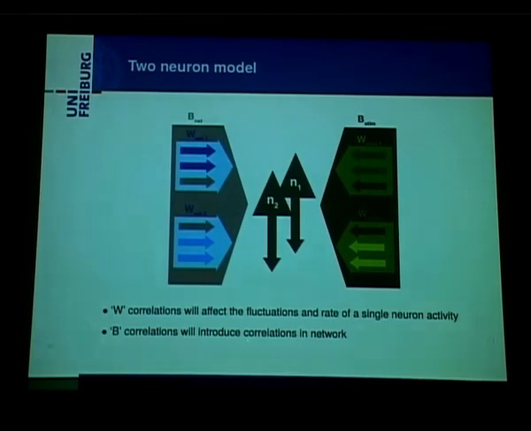So this we call the within correlation because this is private to a neuron, and you can think of it as the correlation among the spike trains presynaptic to a neuron. And then these 2 neurons can be correlated themselves. So this is a between correlation. So correlation between the presynaptic pools of 2 neurons.